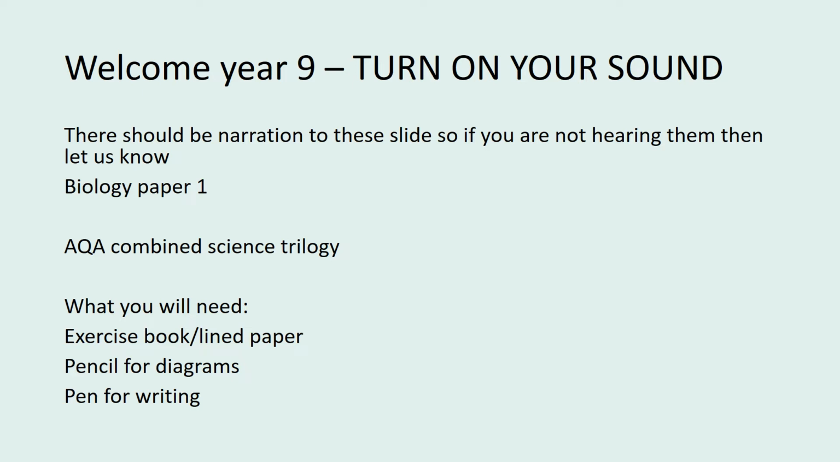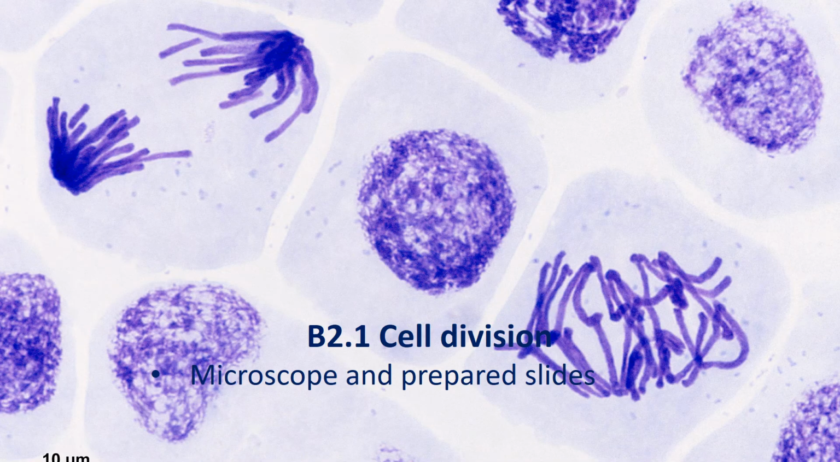Okay, so we will need the usual equipment for this. We're still on biology paper 1, still following the AQA Combined Science Trilogy. Okay, so today we're going to be looking at cell division. In order for any organism, be it a single-celled or unicellular organism, a prokaryote, for example, like bacteria, or whether it's a multicellular organism, cell division has to occur in order for that animal or plant or microorganism to survive.